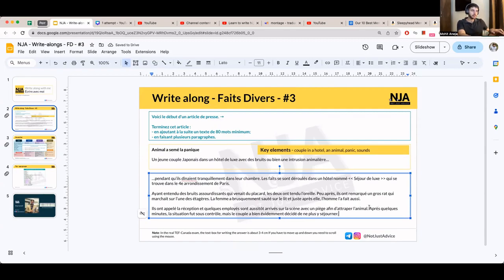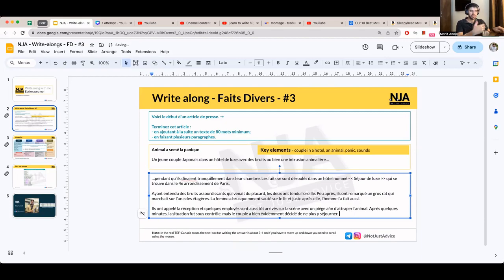So let's analyze this. Après quelques minutes, after some minutes, la situation fut sous contrôle. The situation was under control, and fut is in passé simple form, and this is a very journalistic expression. Ce fut or something fut is the passé simple form of être, okay, and it's very commonly used in newspapers, especially the good newspapers of France, Le Figaro, Le Monde. Mais le couple, but the couple, obviously decided, bien évidemment décidé, de ne plus y séjourner, to not stay there anymore. Okay, y is kind of a pronoun which is referring to the hotel or the room.